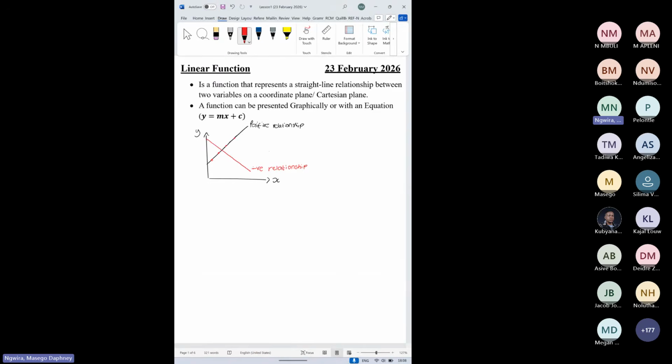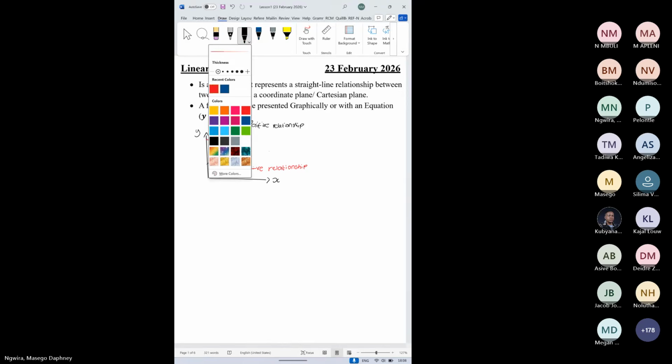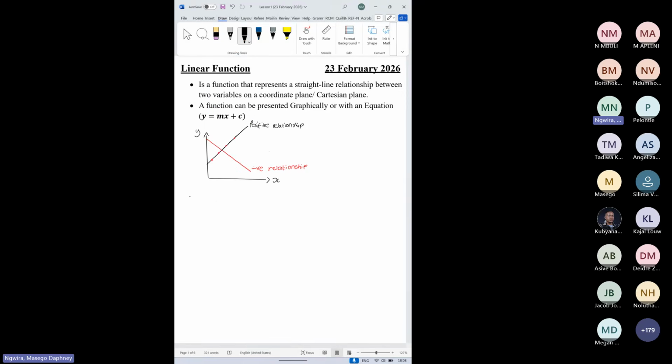This is how we show a relationship between your x and y using a graph. And then we can also show a relationship using what we call a function, which is a linear function. So the standard form for a linear function is y equals mx plus c. Some books will say it's f of x equals mx plus c.